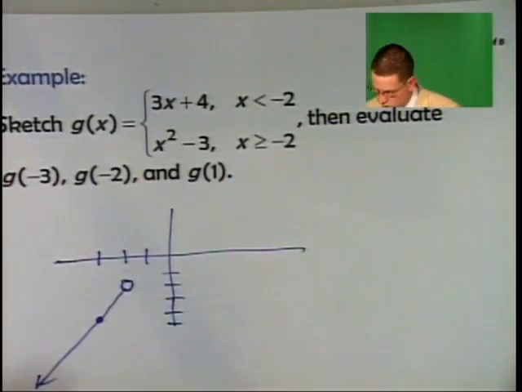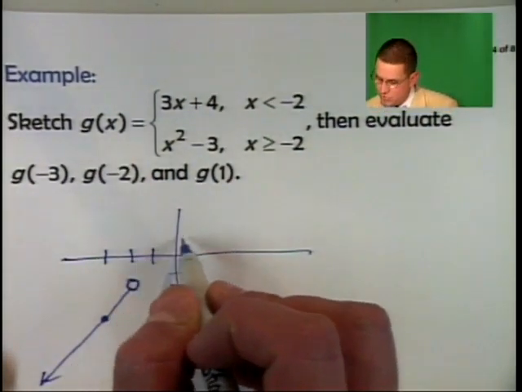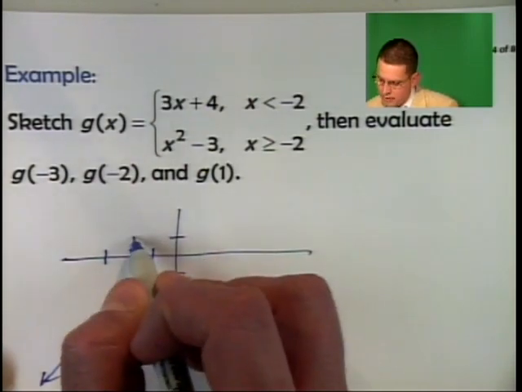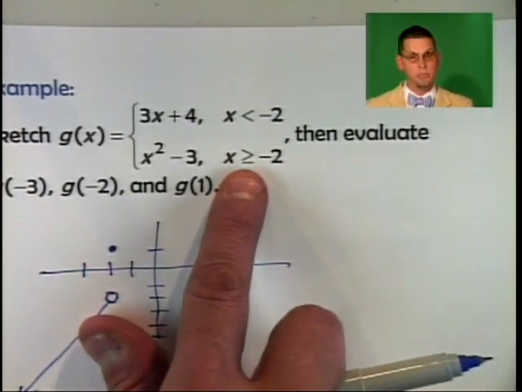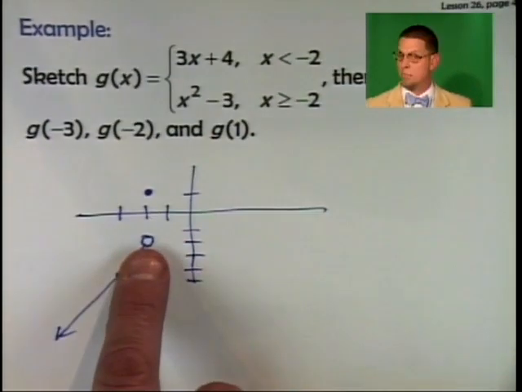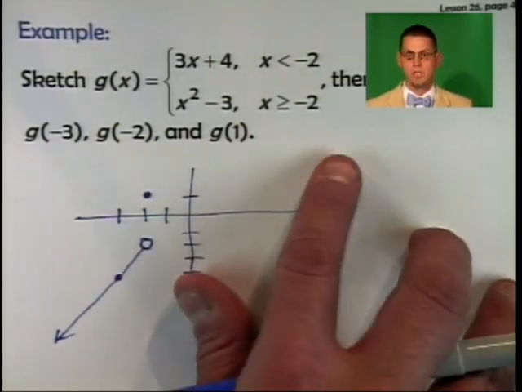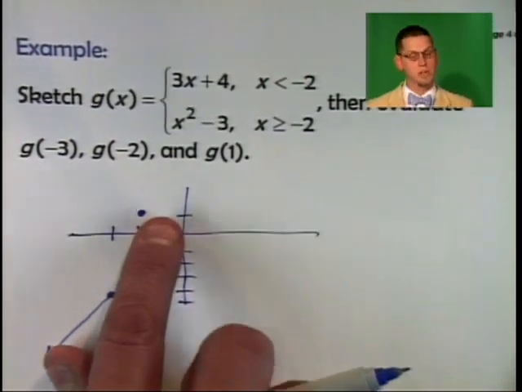4 minus 3 is 1. So at negative 2, the y value of the parabola is 1. And in this case, I can put a solid dot there because it says equal to. So not equal to, I can plot the point, but I'll plot it as an open circle. Equal to, I plot the point as a closed dot.